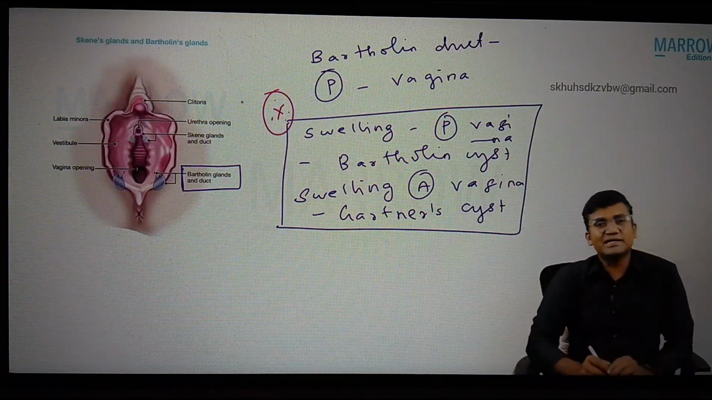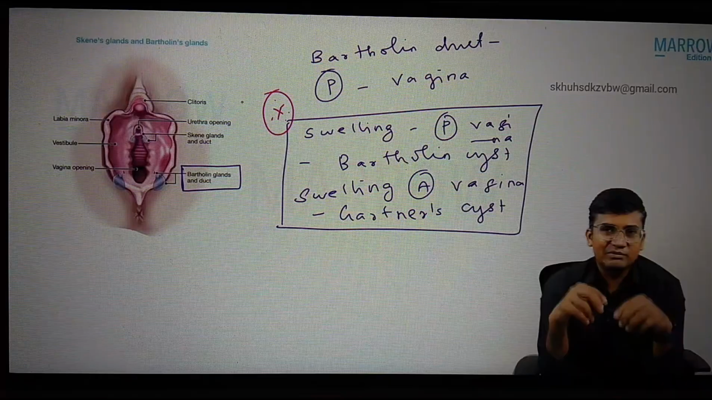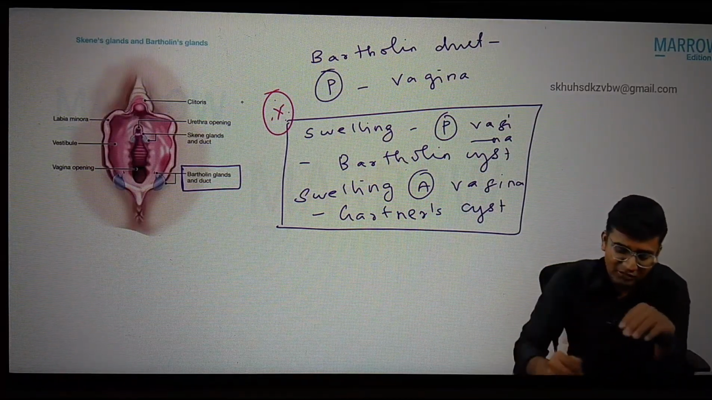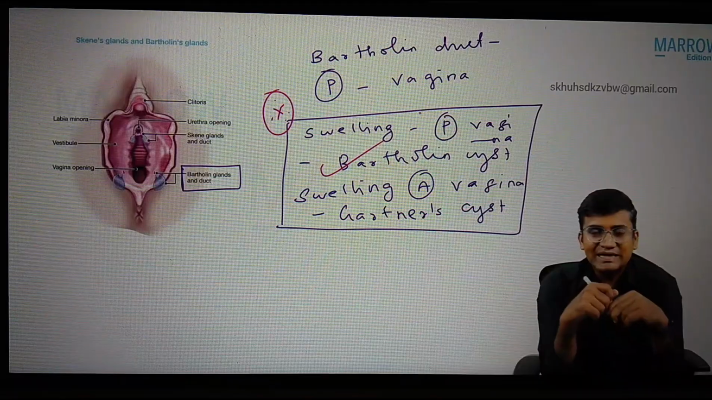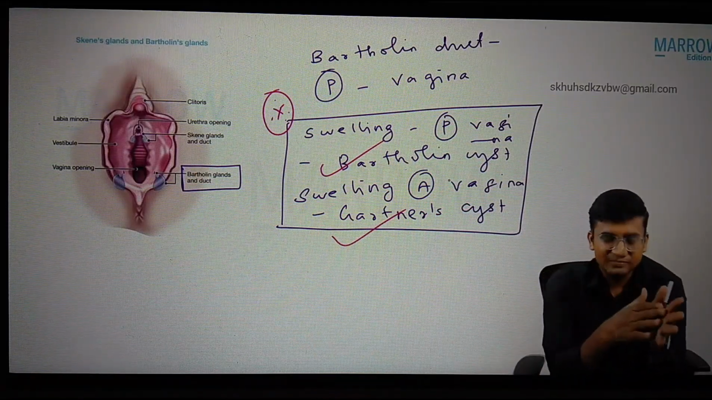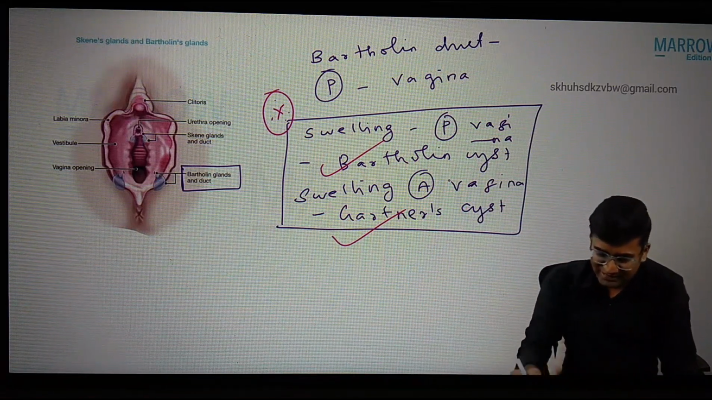Now in the exams, yes, you may get the question. So a 30-year-old female came to the gynecology department with a complaint of swelling in the posterior wall of vagina. That means they're asking about Bartholin cyst. Swelling in the anterior wall of vagina, Gartner's cyst. Am I clear? So very important point. Please note these points. Okay, right.